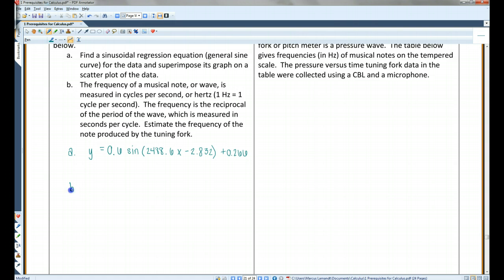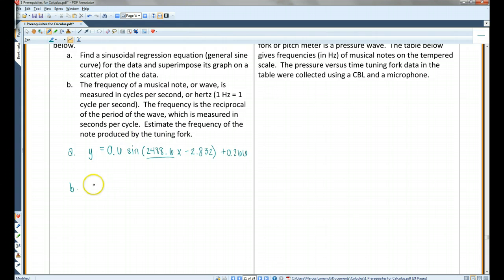Now, part B says the frequency of a musical note or wave is measured in cycles per second, or hertz. Okay, the frequency is the reciprocal of the period of the wave, which is measured in seconds per cycle. Estimate the frequency of the note produced by the tuning fork. Okay, so what we want to do here is find the period in order to find the frequency. So we're going to use this number here.